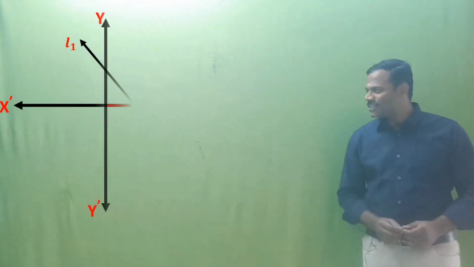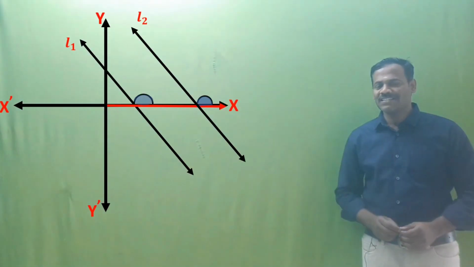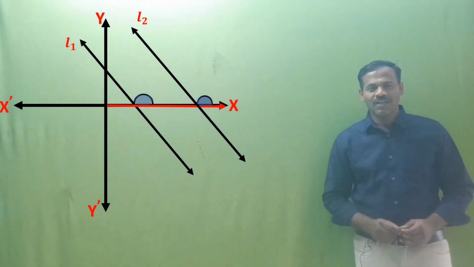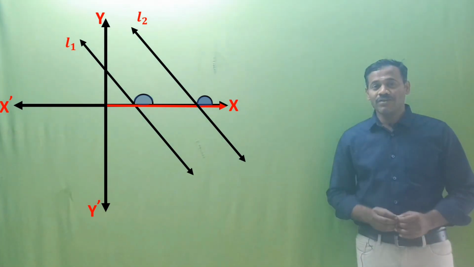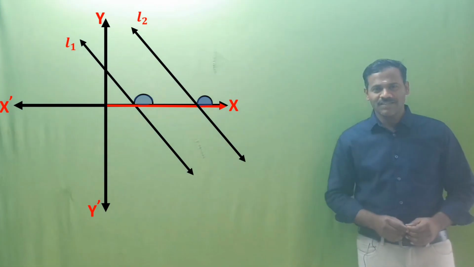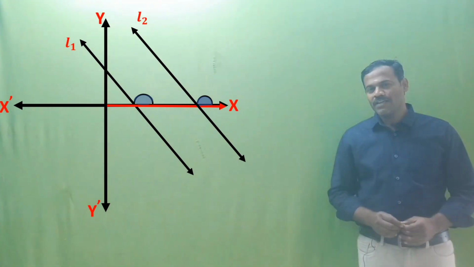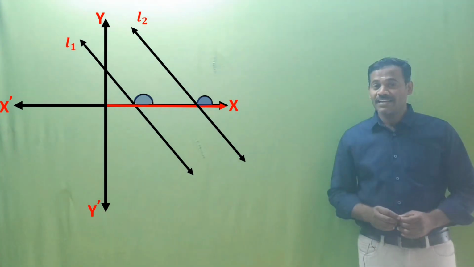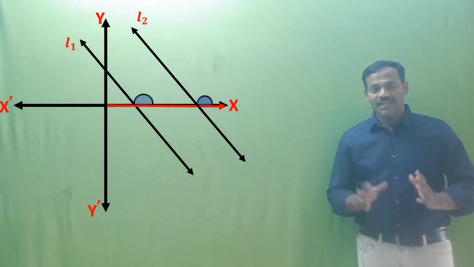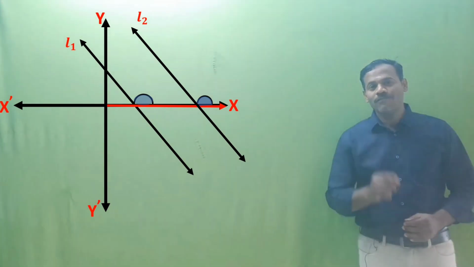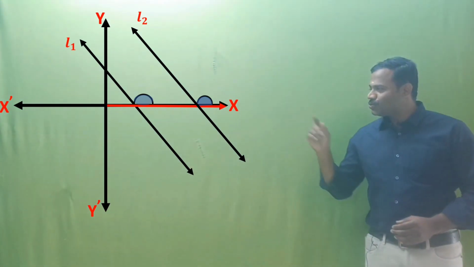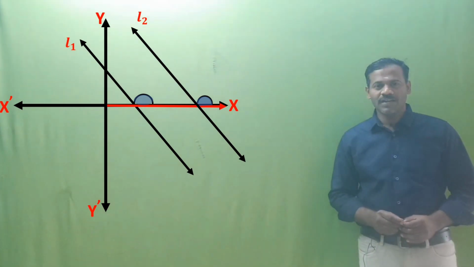In this coordinate system, let us take two parallel lines as L1 and L2. Children, we know why we are taking the slope of a non-vertical line. If you take the slope of a vertical line, then it will be tan 90 degree, that is infinity. That's why we are not taking the slope of vertical lines. So these two lines L1 and L2, right?